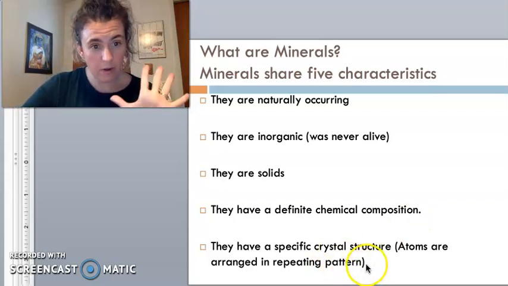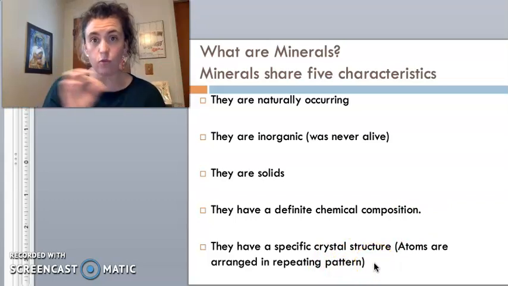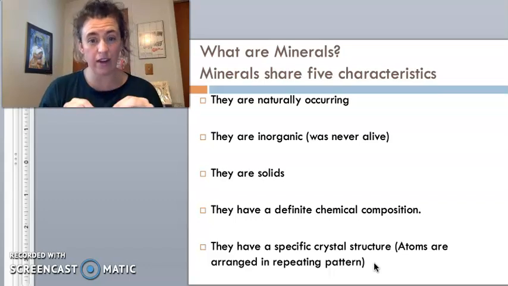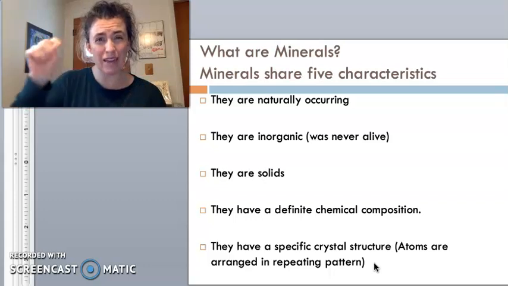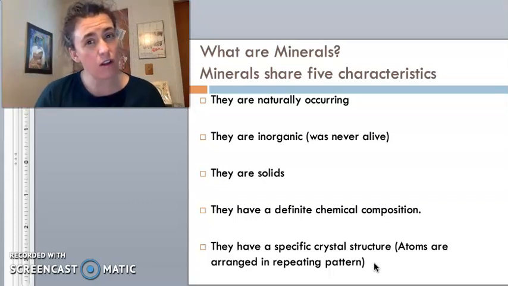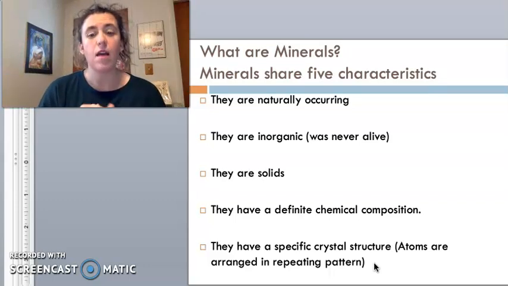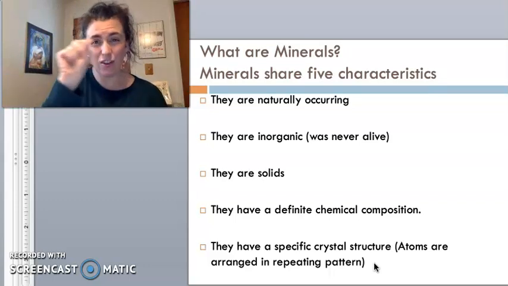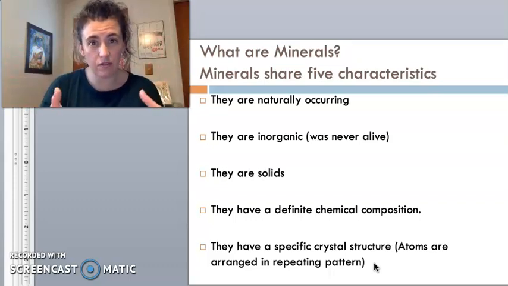Last one, 5th one. This is that they have a specific crystal structure. So if you could look at their atomic arrangement, how those atoms are arranged, they're going to be arranged in this crystal structure, which is like a repeating pattern. You may have recalled a little bit of that from last year. I think you may have touched base on this one, but basically it just means that they're organized, how those atoms are organized within the mineral itself.